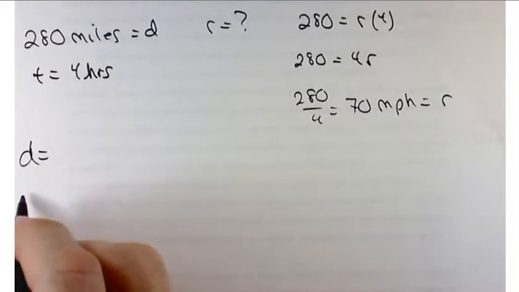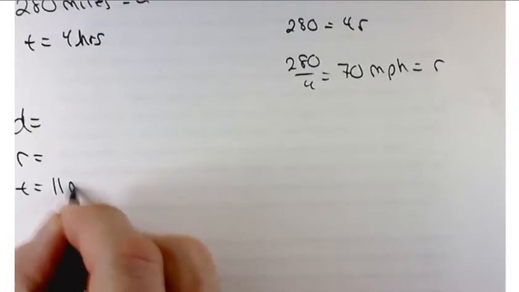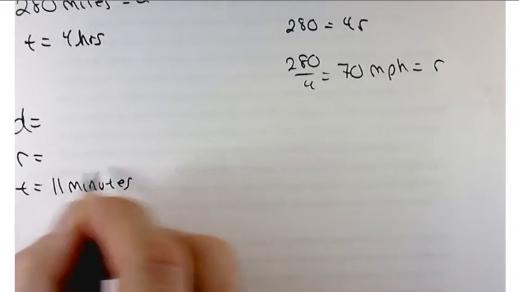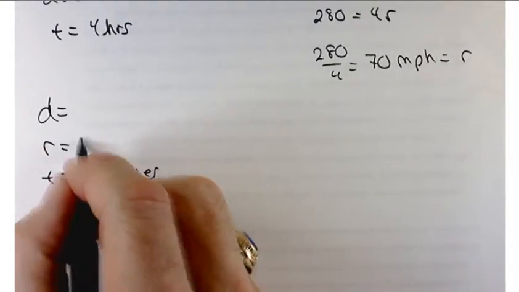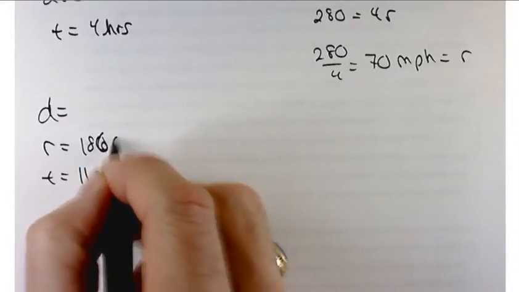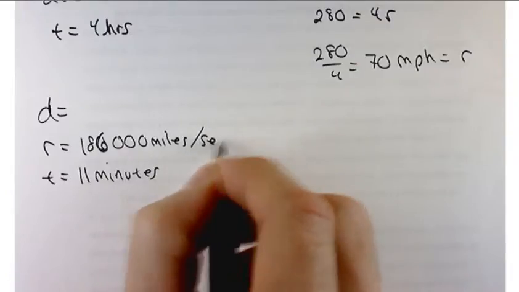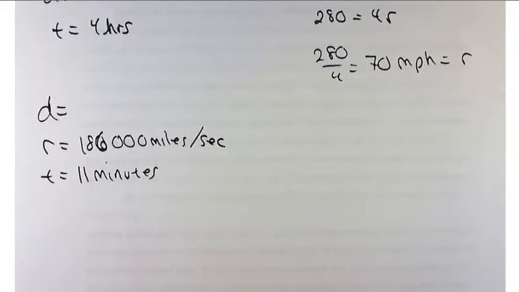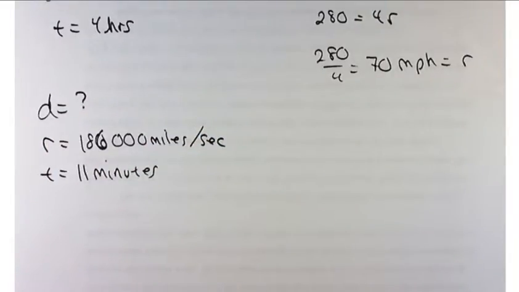But we do know a couple things. That it took 11 minutes for his voice to reach home. And that radio signals travel at 186,000 miles per second. Wow. That's pretty fast. So how far away from home was he? Well, good question.